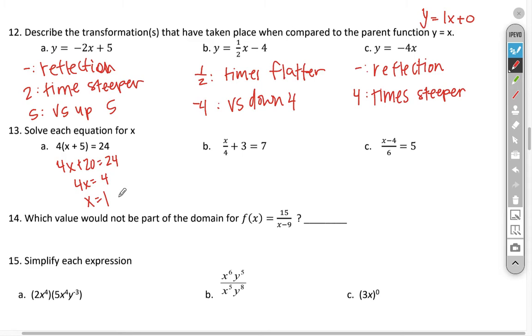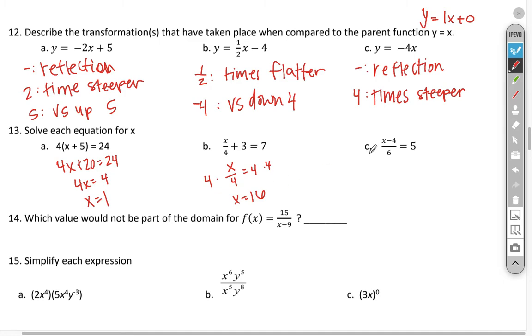All right, for B, we have x over 4 plus 3 equals 7. So the first thing that we need to do is subtract this 3, right? This is technically a grouping. So we're going to be left with x over 4. And then 7 minus 3 is going to give us 4. And then to get x alone, we're going to multiply by 4 on both sides. So we get x equals 16.